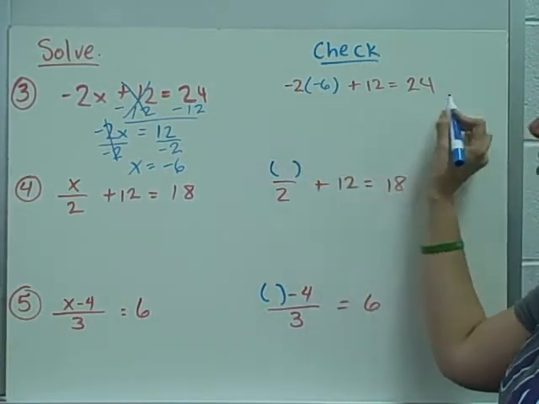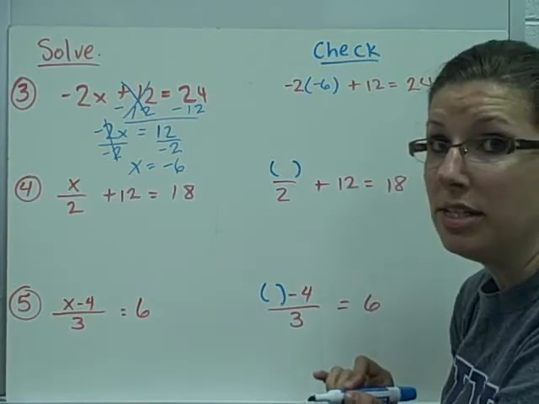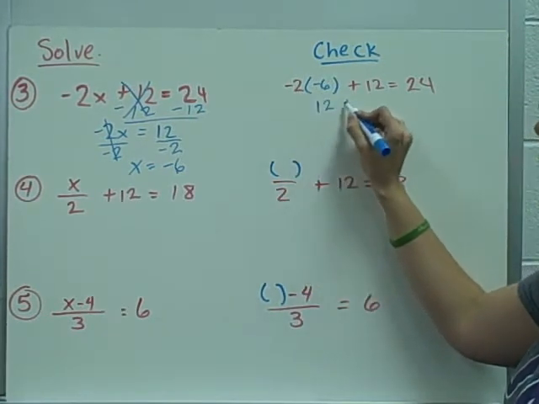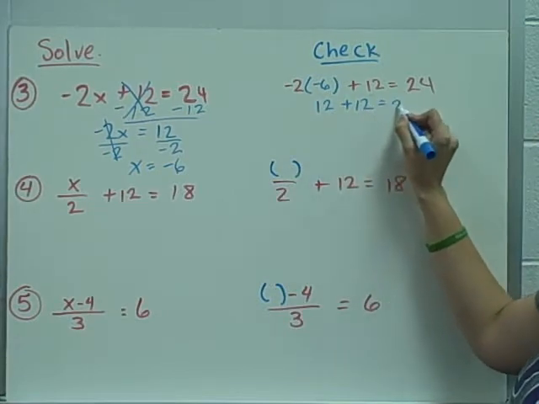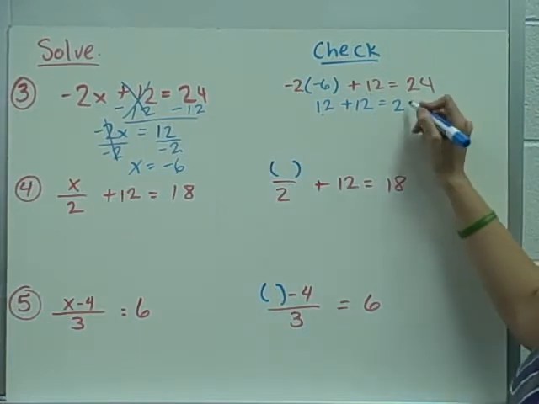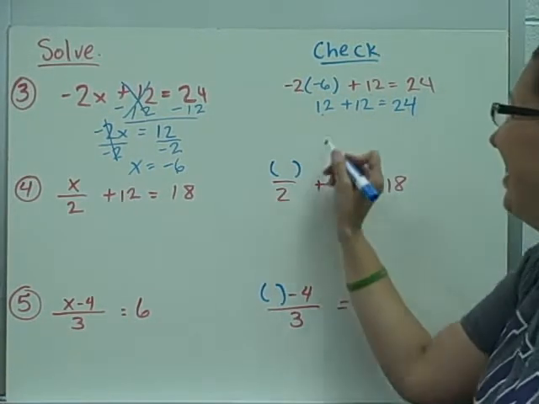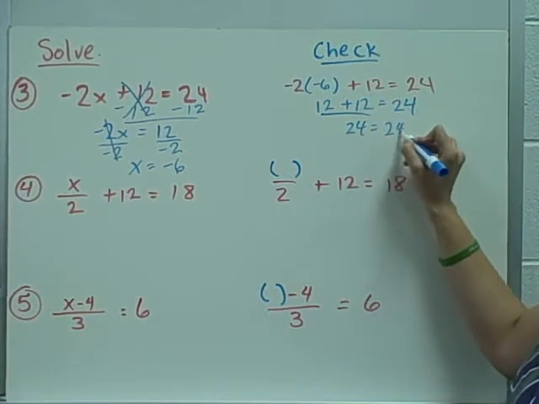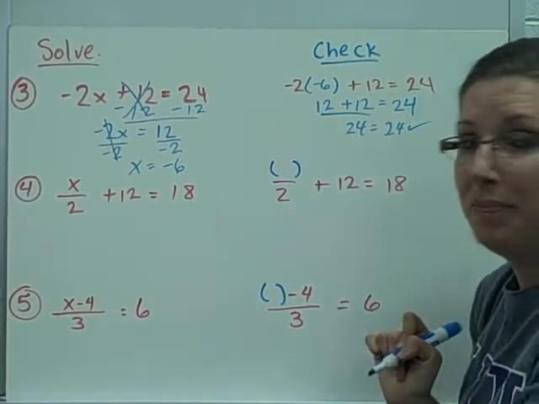So to check my work, I'll plug in negative 6 where x was in the original problem and solve using order of operations this time. Negative 2 times negative 6 is positive 12. Bring down everything I didn't use. And make sure you write it correctly. 12 plus 12 is 24. And that is a true statement.